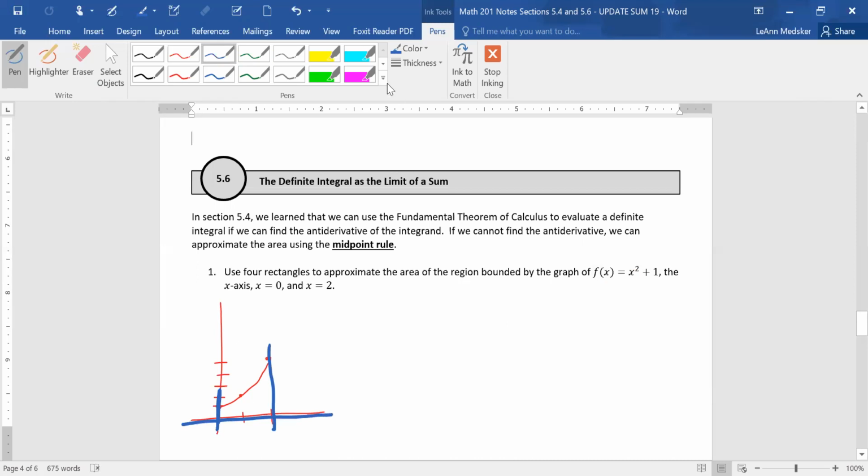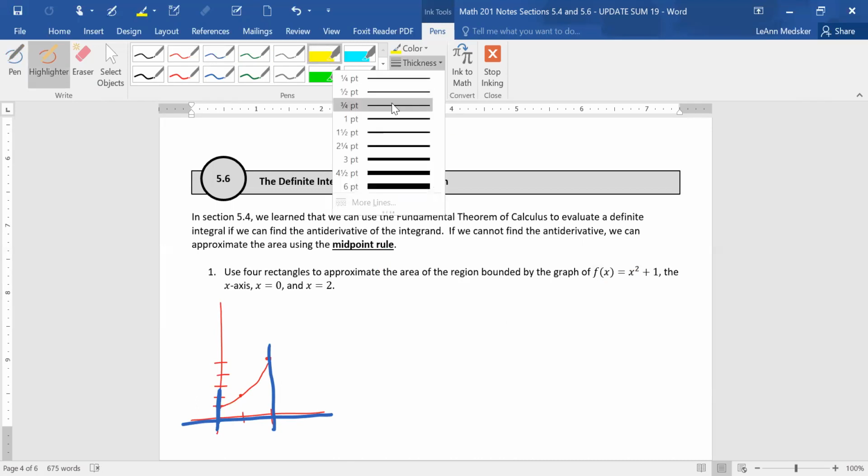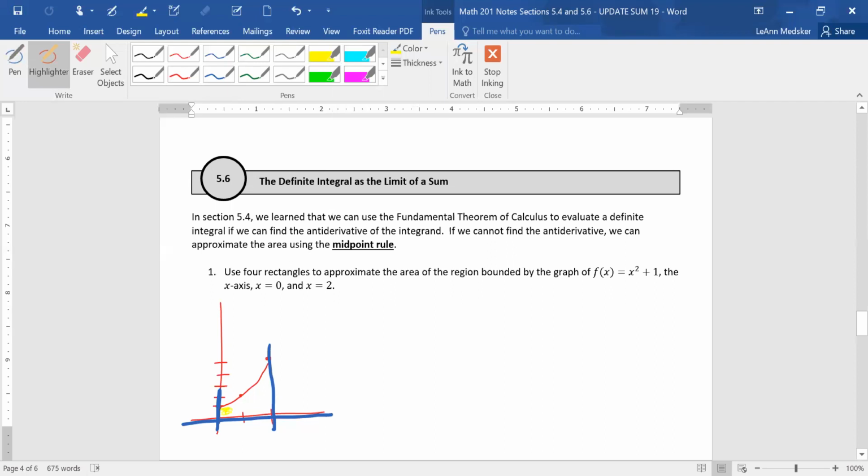So all of this together, this is the region that we're trying to find the area of, and I'm going to try and draw that in a little bit for you. So this is what we're searching for.